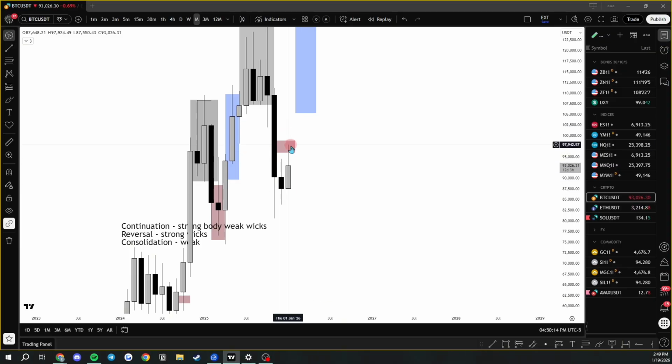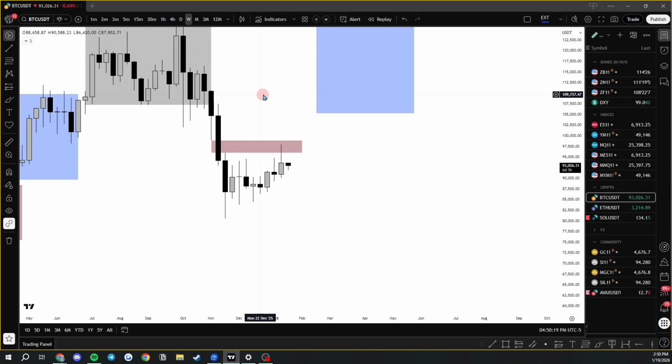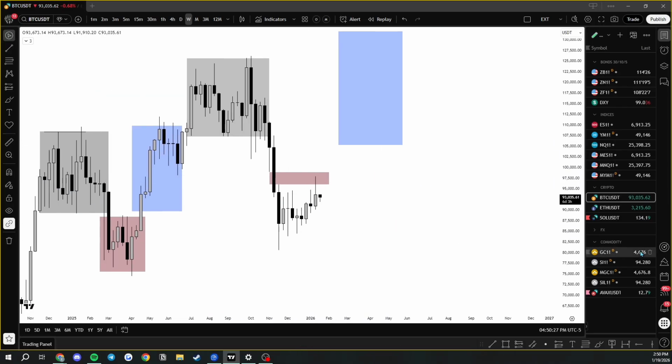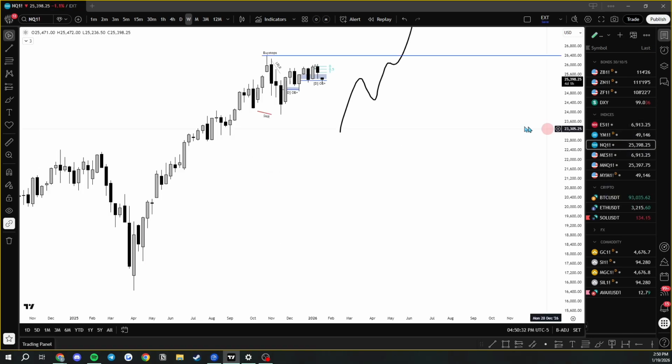If we create a bearish reversal candle here, and we don't start moving back up or closing above this bearish fair value gap, that's bad news. But so far it looks decent. What else did we talk about? Do we do NQ?